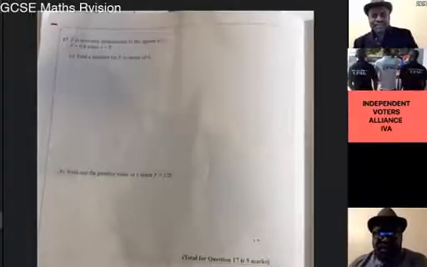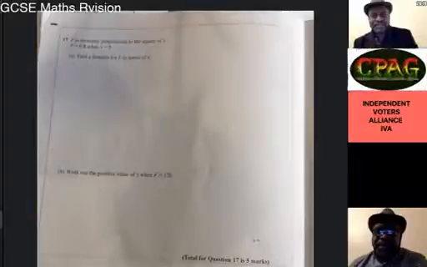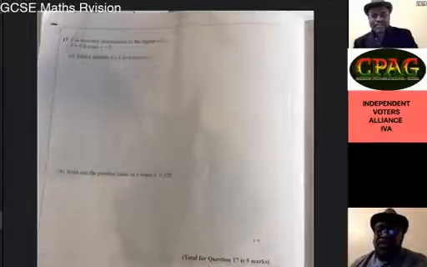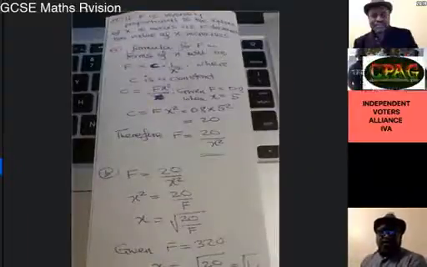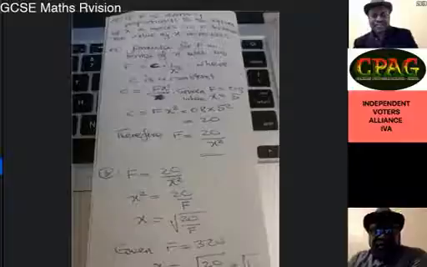Question B. It says work out the positive value of x when f is 320. Work out the positive value of x when f is 320. So now you've been given the value of f, right? So you go and put it in the equation, knowing your constant, then you can find the value of x. So B, f is equal to 20 over x squared.